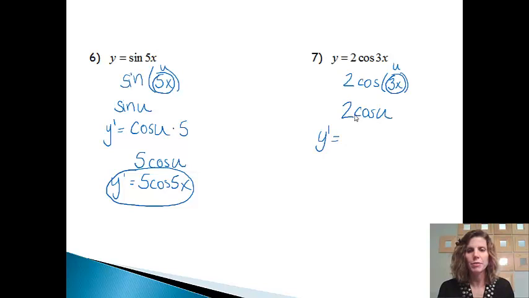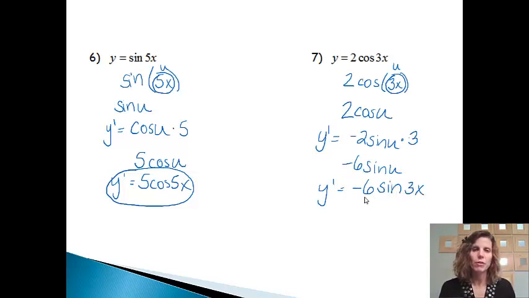So the derivative of 2 cosine u is negative 2 sine u, and then don't forget we do have to multiply by the derivative of the u. So the derivative of the 3x is 3. Now simplifying this, negative 2 times 3 will give me negative 6 sine u, and then my last step is just to substitute the u back into my problem. So I'll get negative 6 sine of 3x, and that's the derivative. So hopefully now you can use the chain rule to find the derivatives of functions.